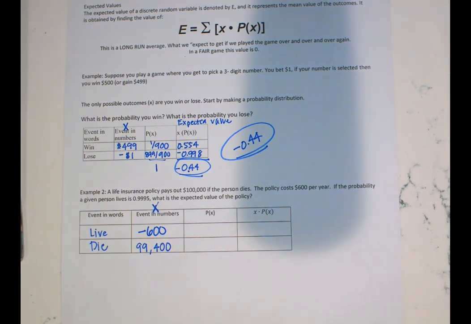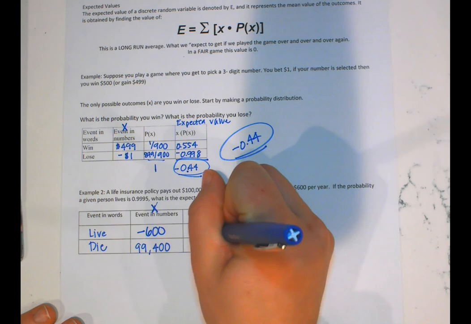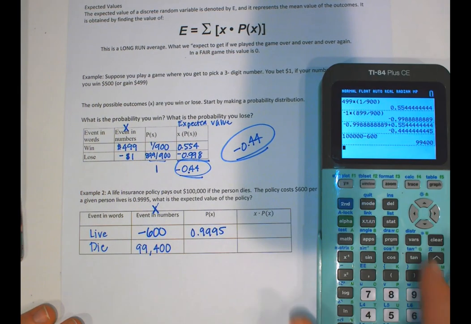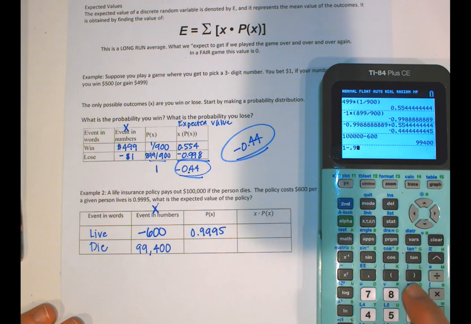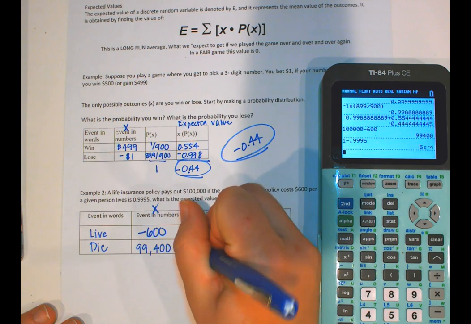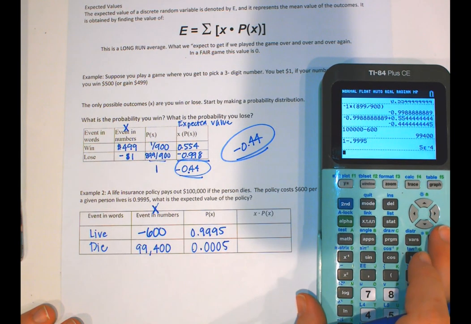All right, so now let's talk about the probability. Well, it says the probability that you live is 0.9995. Now remember, these have to add to 1. So if I do 1 minus 0.9995, that tells me that the probability of me dying is 0.0005.